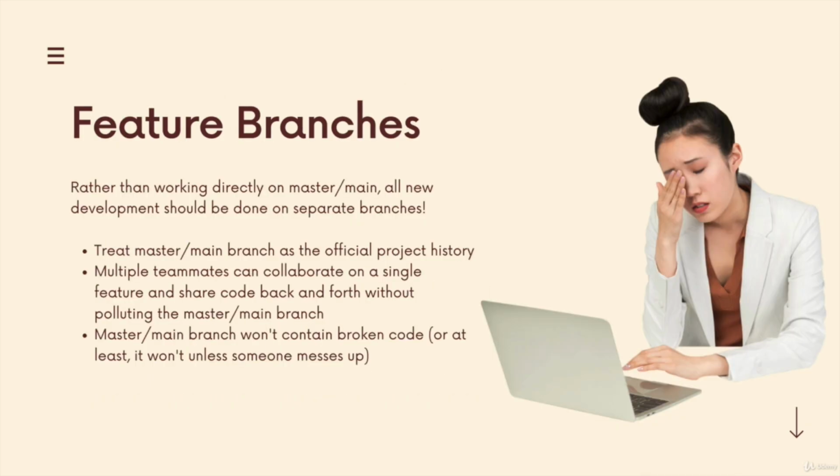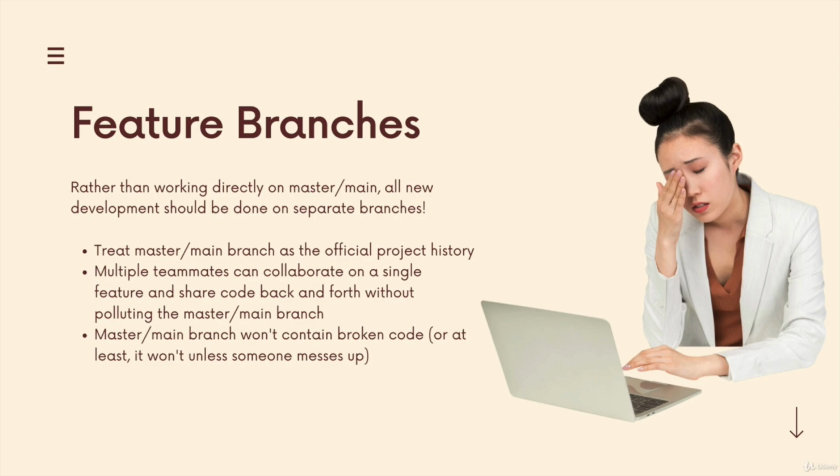This is a very, very common pattern. Rather than working directly on the master branch or the main branch or any centralized branch, all development, whether it's something tiny or some massive new feature or a redesign or a bug fix, all development should be done on separate branches. So part of this means treating the master or main branch as the official project history, the sacred branch that you're not going to work on.